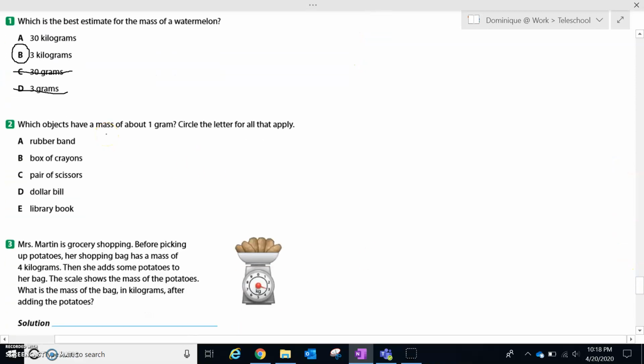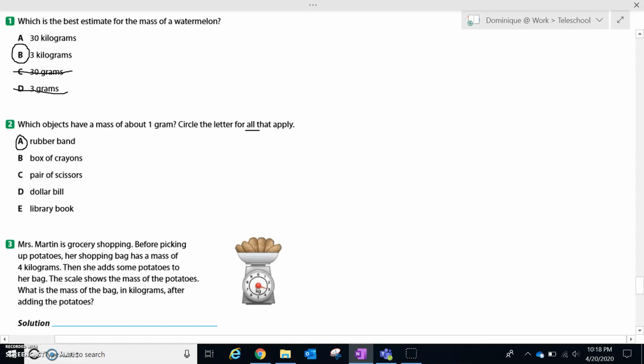Number 2, which objects have a mass of about 1 gram? Circle the letter for all that apply. So remember, this all means we're going to have more than one answer. Alright, so we have a rubber band, and a rubber band is pretty light, so we can go with A. I would say that's about the same amount as a paperclip.